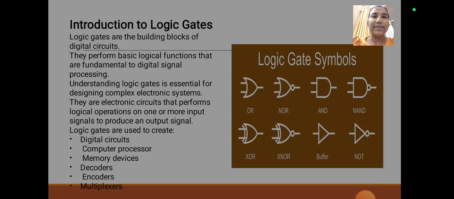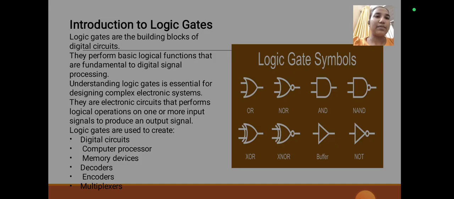Introduction to logic gates. Logic gates are the building blocks of digital circuits. They perform basic logical functions that are fundamental to digital signal processing. Understanding logic gates is essential for designing complex electronic systems. They are electronic circuits that perform logical operations on one or more input signals to produce an output signal. Logic gates are used to create digital circuits, computer processors, memory devices, decoders, encoders, multiplexers.